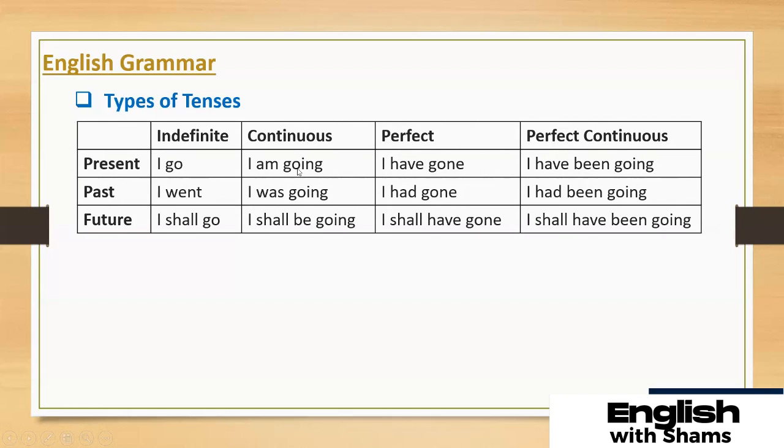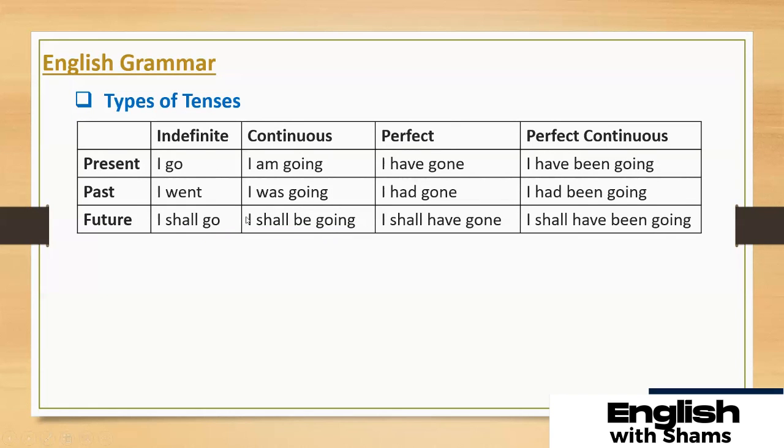I went. Continuous, I was going. Perfect, I had gone. And perfect continuous, I had been going. And in future, future indefinite, I shall go. Future continuous, I shall be going. Future perfect, I shall have gone. And future perfect continuous, I shall have been going. Right? So these types of tenses we will be discussing with examples.